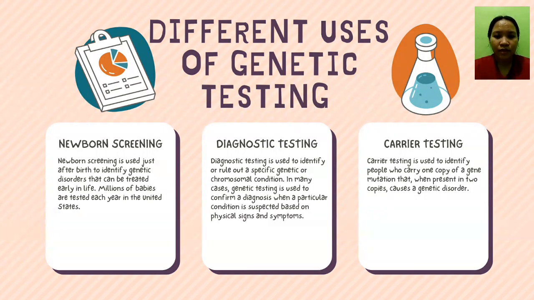Carrier testing is used to identify people who carry one copy of a gene mutation that, when present in two copies, causes a genetic disorder. This type of testing is offered to individuals who have a family history of a genetic disorder and to people in certain ethnic groups with an increased risk of specific genetic conditions. If both parents are tested, the test can provide information about a couple's risk of having a child with a genetic condition.